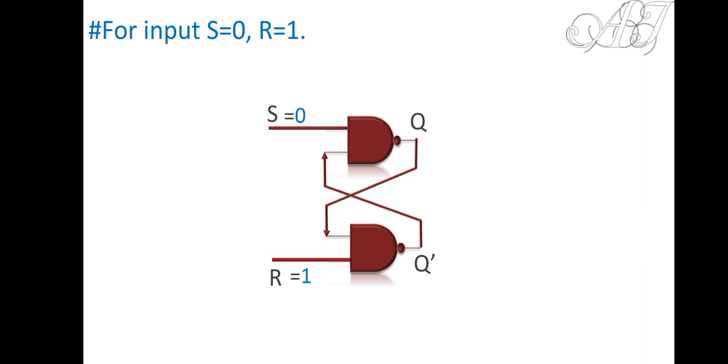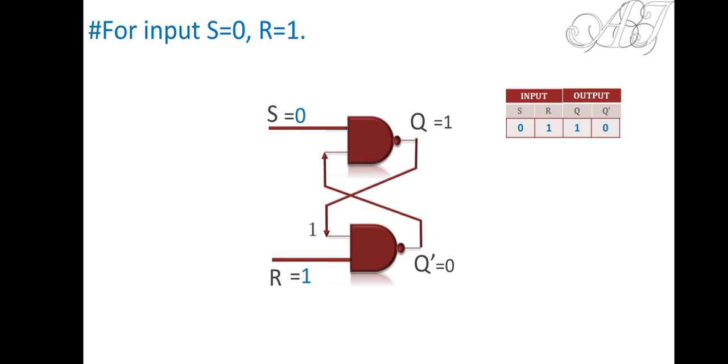And now let's start our discussion. If I have S equal to 0 and R equal to 1, we have already discussed this, the same thing prevails. If one input of the first NAND gate is 0, its output will become 1. This 1 will travel through this path, both the inputs of this NAND gate have become 1, 1, its output will become 0. Okay, so now let's tabulate this result. At 0, 1 we have got 1, 0. And hopefully things are okay with you all.